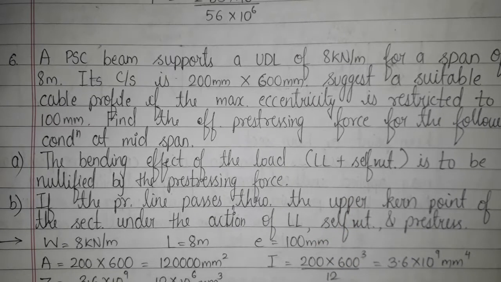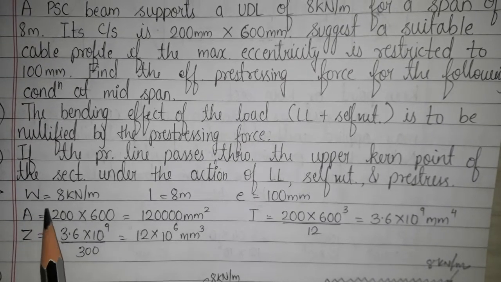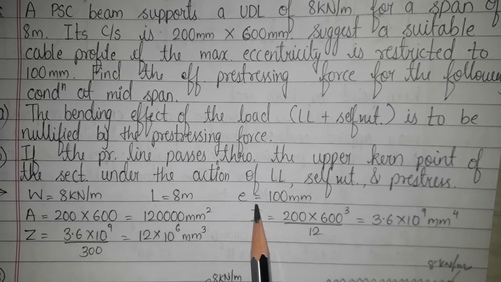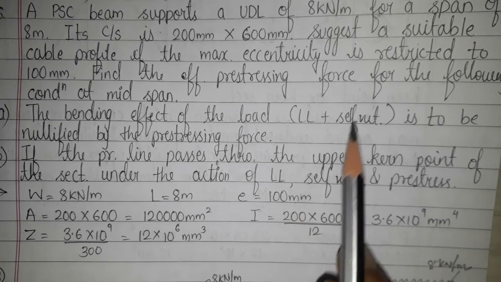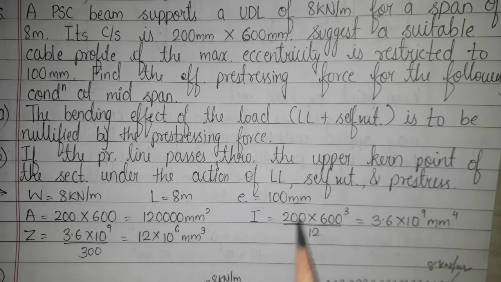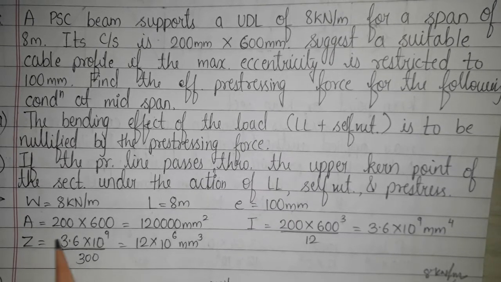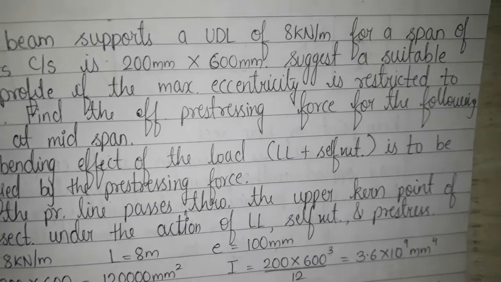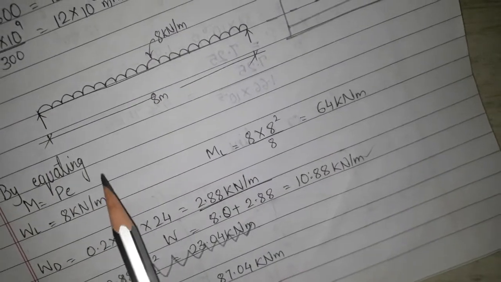Okay, so we'll have the given data as per the problem. W is given, span L is equal to 8 meter, eccentricity is given as 100 mm, and it is a straight cable, because they have not mentioned which cable profile, so we have to consider it as a straight cable now. 100 mm. Now you can calculate A, I, and Z. Okay, so this is a sketch again as per the given data.